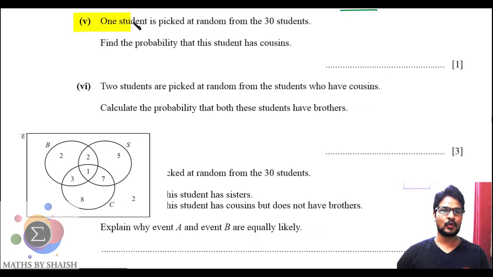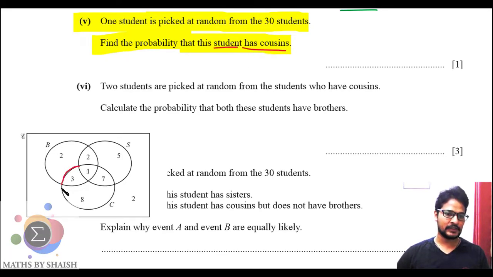Is the first part. A student is picked at random from 30 students in total. Find the probability that this student has cousins. So the favorable case here is the student has cousins. Cousins means this circle, and there are 8 plus 3 is 11, plus 1 is 12, plus 7 is 19, and since we are picking the student from the 30 students, it is upon 30, so that's the probability.